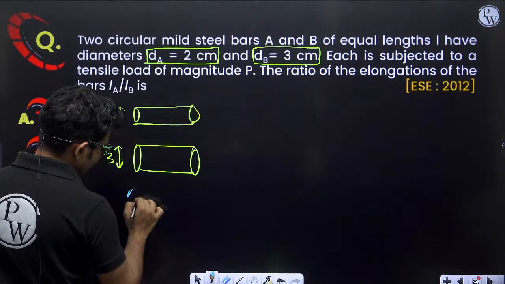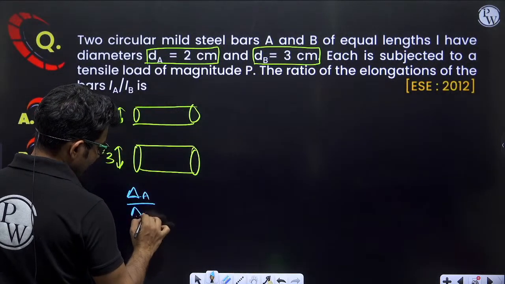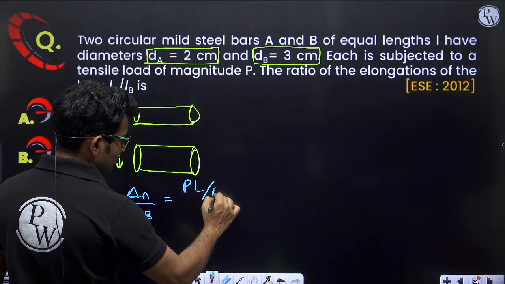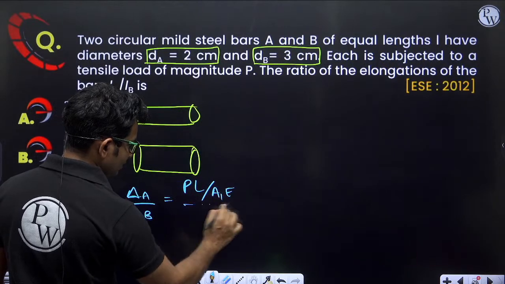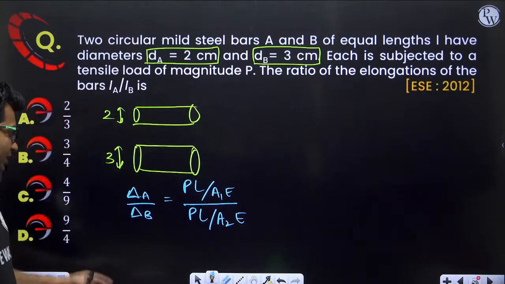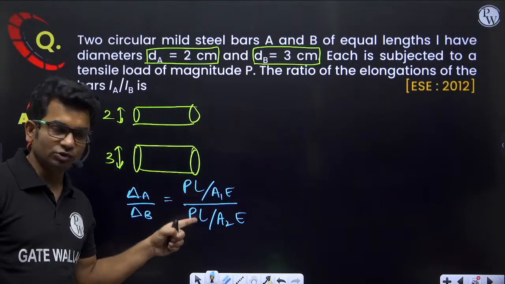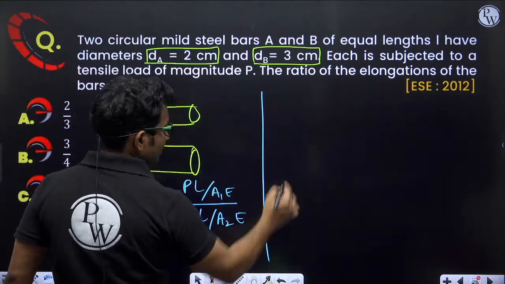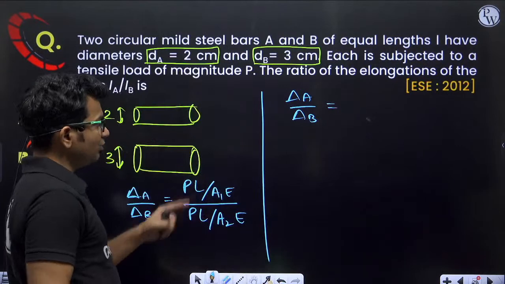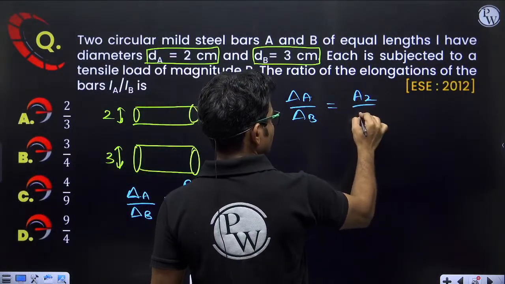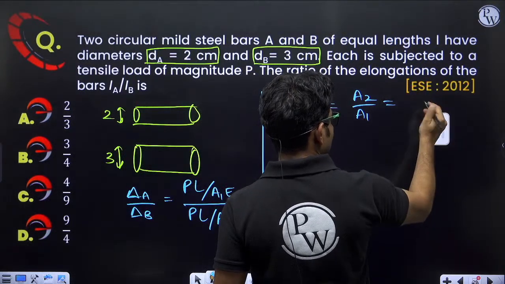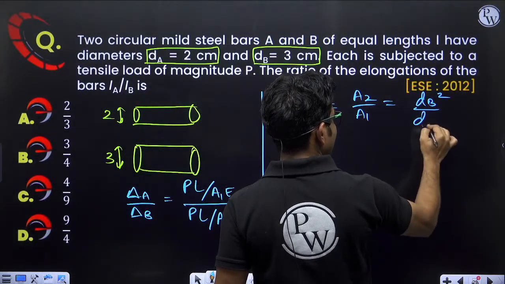So delta A upon delta B will be equal to PL upon A1 E, upon PL upon A2 E. That means elongation is inversely proportional to the area. So delta A upon delta B will be equal to A2 upon A1. That means it will be equal to diameter of B squared divided by diameter of A squared.